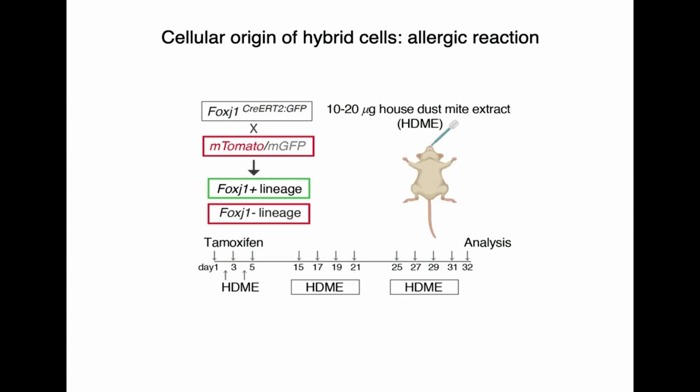And we also use a ciliary cell lineage to ask the question whether in an induced inflammatory condition, can we see the transition, right?